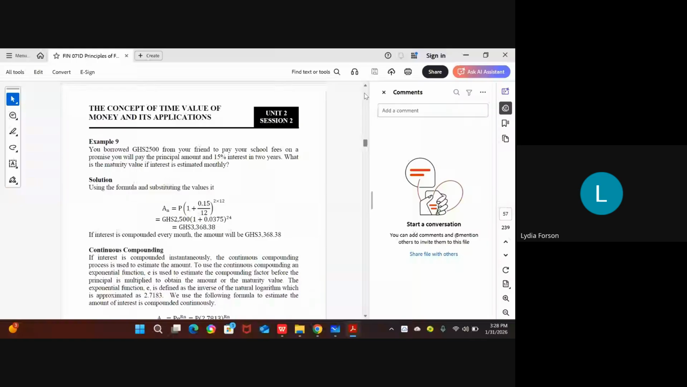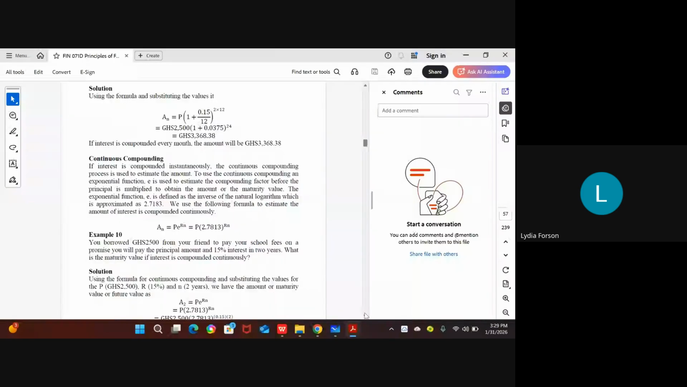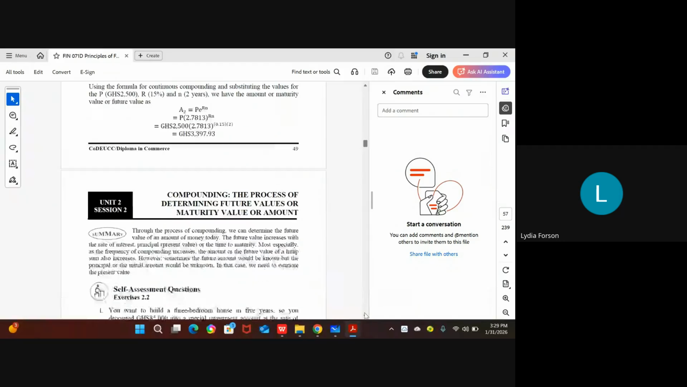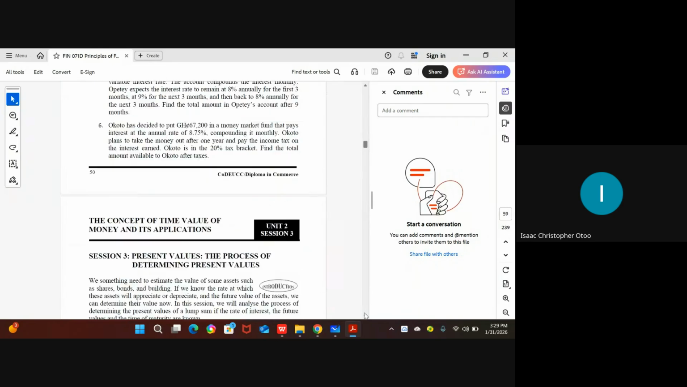Sir, in the model, example 4, the number of years was 5, but when they were calculating the future value, they started from 0. I'm a bit confused. In your book.